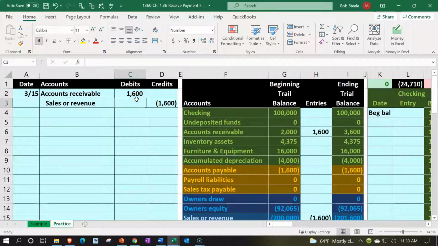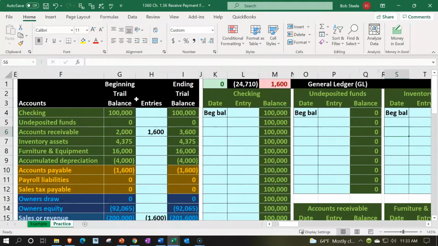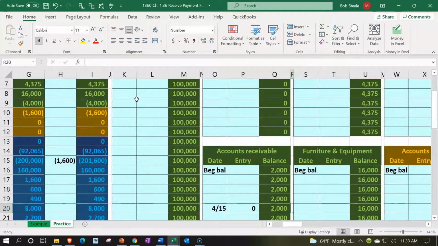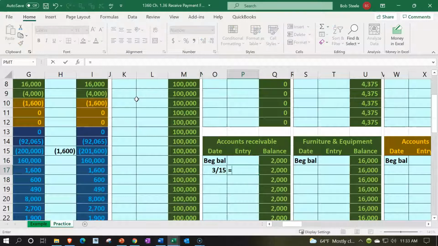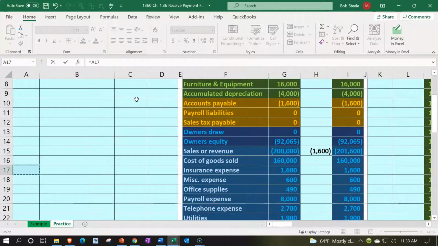So we're going to go on over to the GL, looking for accounts receivable, the third account on the trial balance, third account on the GL as well. That'll be down here in, let's delete this item down here. It's going to be down here in 017. In 017, we're going to say 315. And then in P17, going to say equals. Hold down the left arrow till I hit the wall.